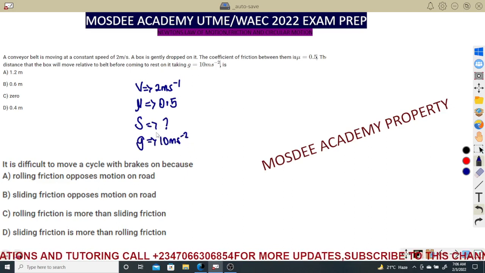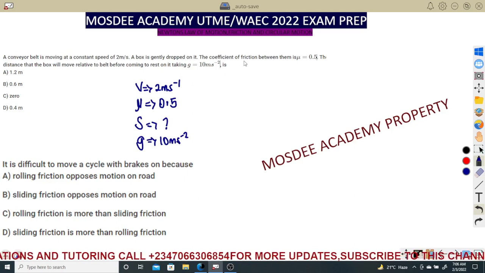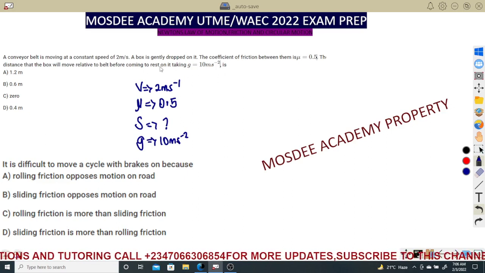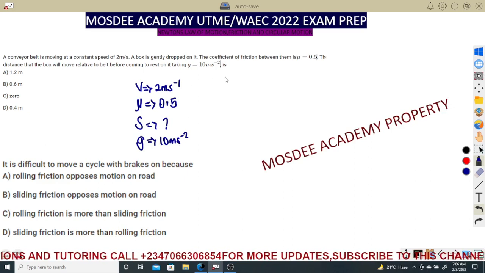And these are the parameters that were given. So there is a frictional force acting on the body when the box is gently dropped on the conveyor belt.